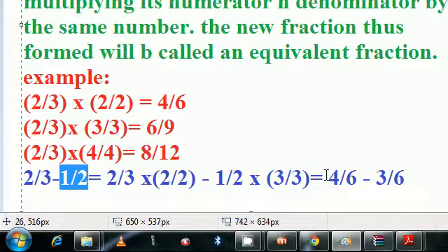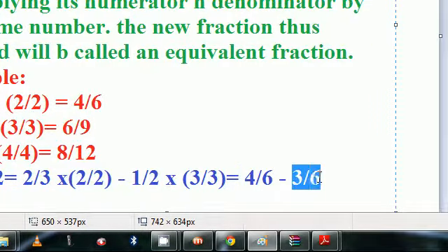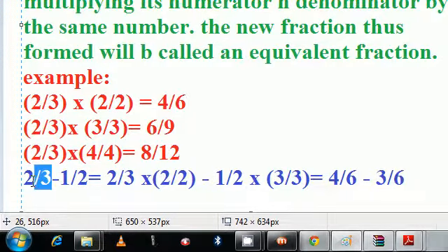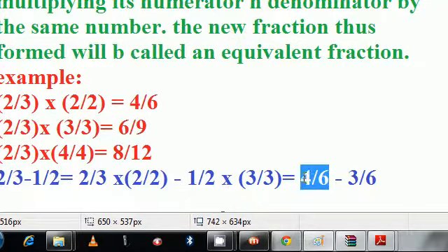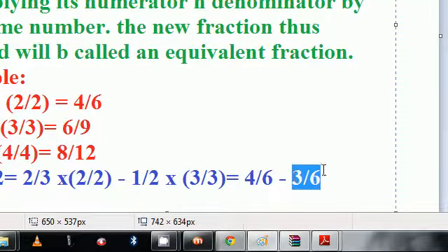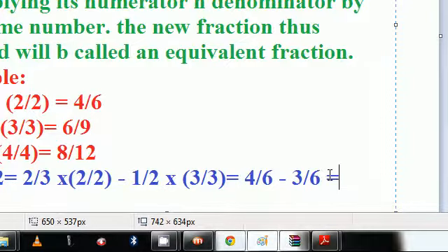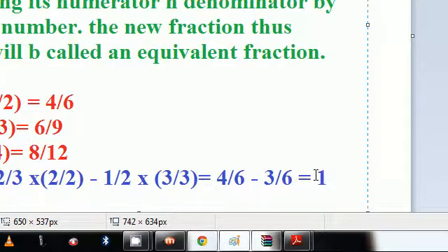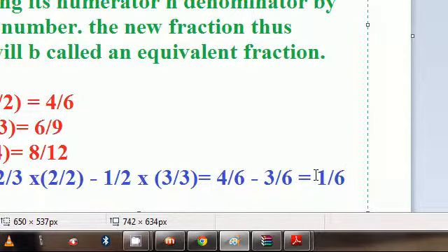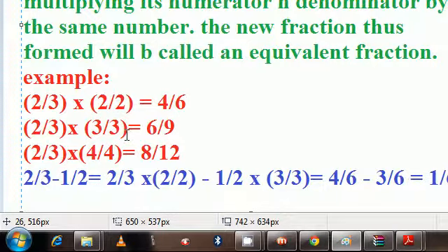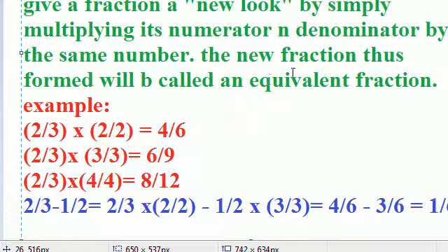So don't think that here we are subtracting any new fraction. We are subtracting the same old fractions, but we have given them a new look, a look in which they both have the same denominator, so that we can actually subtract the numerators directly. So we subtract the numerators, 4 minus 3, the answer is 1, and the denominator remains the same, so 1 by 6. Okay, I hope this will help you understand the concept of equivalent fractions and what we had been doing while multiplying numerator and denominator all the time.